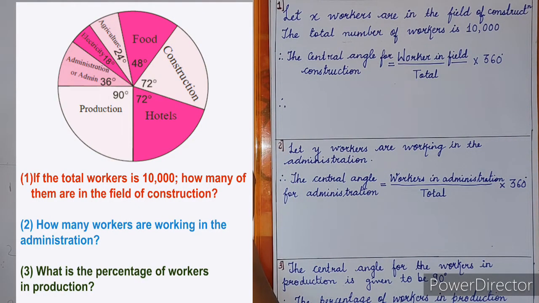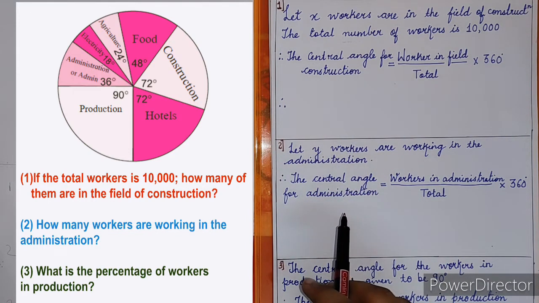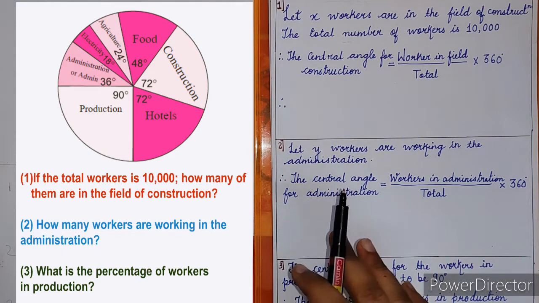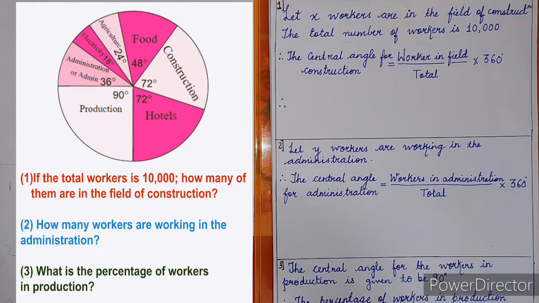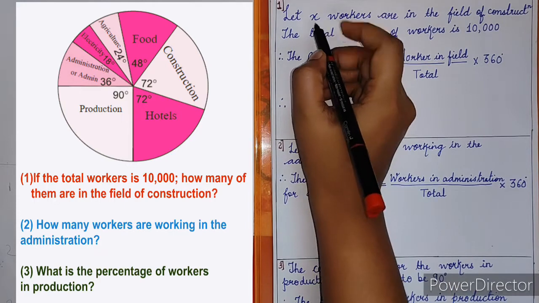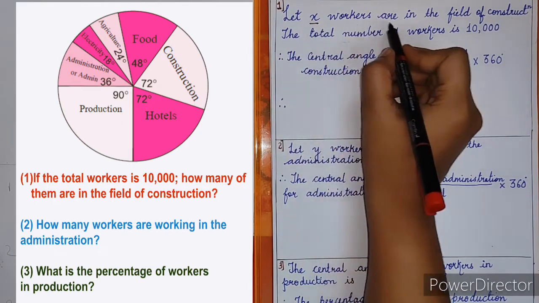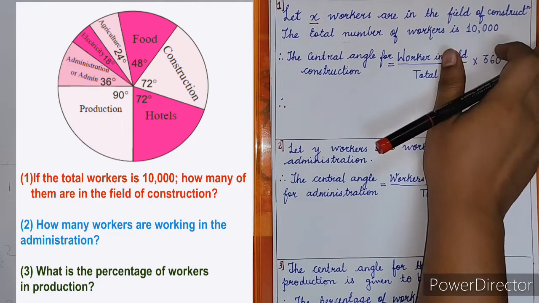The central angle for construction is 72 degrees. For administration, the central angle is given as 36 degrees, and for production, the central angle is given as 90 degrees. So here your first question is, if the total number of workers is 10,000, you have to find out how many workers are working in the field of construction. So we'll assume it by the alphabet X. Let X workers be in the field of construction.